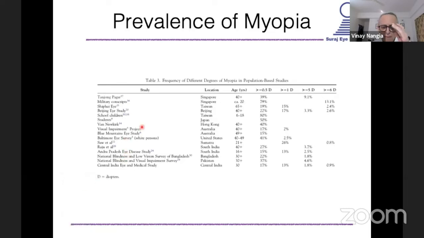So the prevalence of myopia is not yet very high in India, and in the Central India Eye and Medical Study, which is almost a decade old now, we found in those over the age of 30, a prevalence of myopia of 17%, that is including all subjects that had more than minus 0.5 diopter of myopia actually. But when we look at the prevalence of myopia of more than minus 5 diopter, then we find that the prevalence was 1.8%.